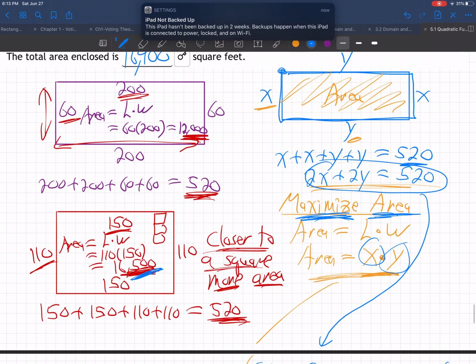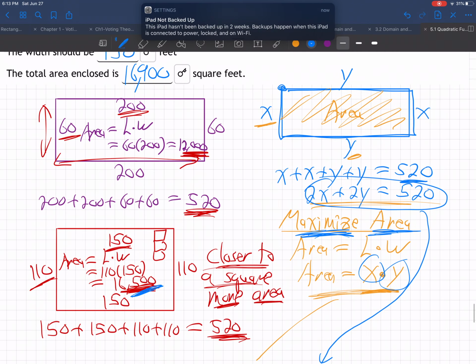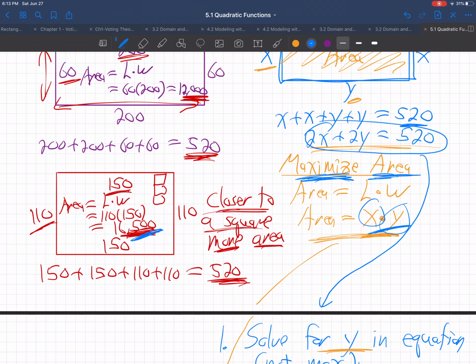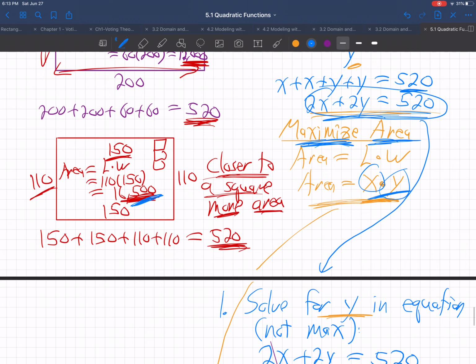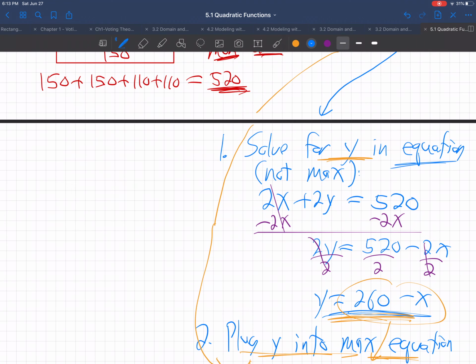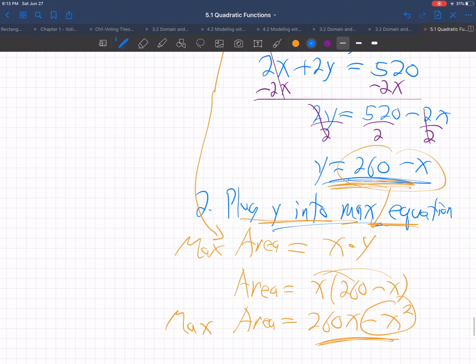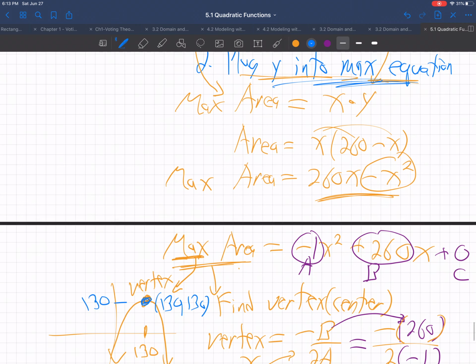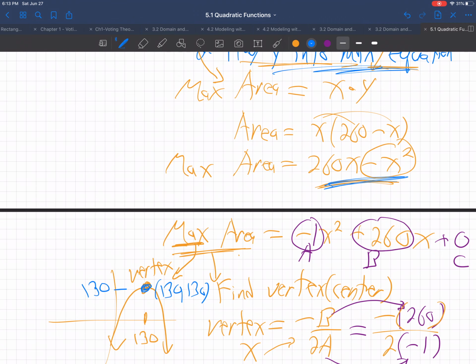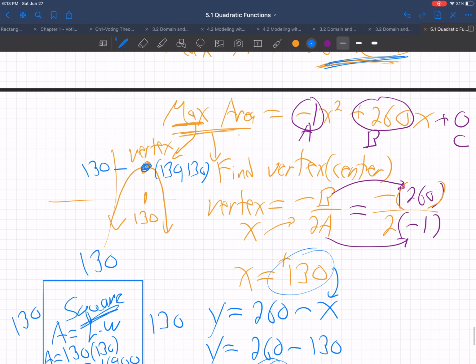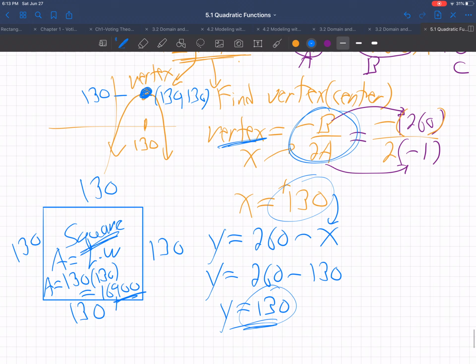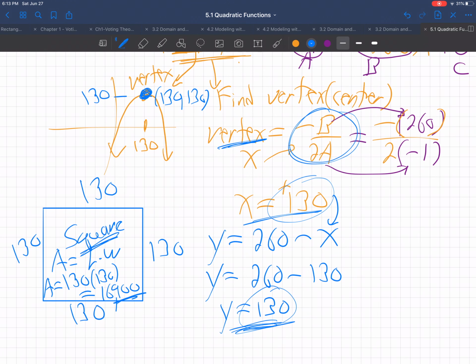And so how we solve these is we have two equations, and one of them is our maximum equation, the other is our regular equation. You solve for y in the regular equation, the non-maximum one, then you plug that into the maximum, get one letter, and then you find the maximum of that by finding the vertex, which is the formula negative b over 2a, because the vertex will be the maximum. And that gets you your x, and then you plug back in to get y. There we go.